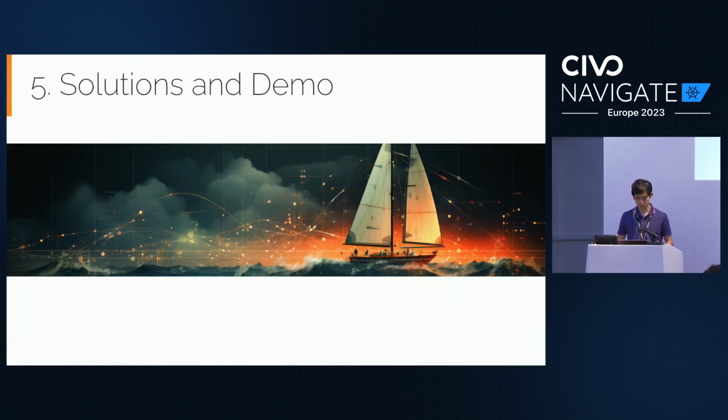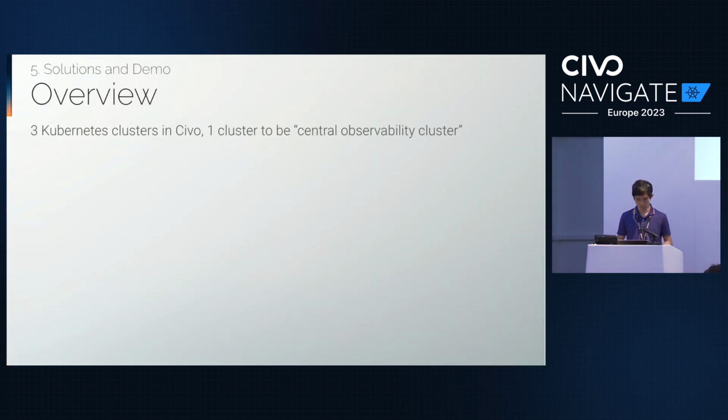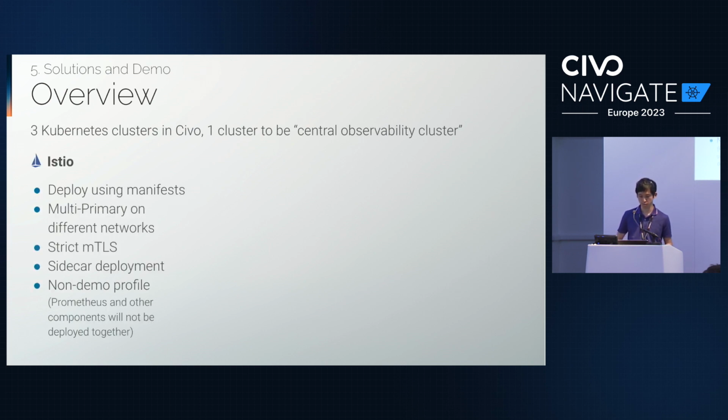So, a quick overview of what the demo is going to look like. We're going to have 3 clusters in Civo this time, and 1 cluster to be a central observability cluster. So 2 clusters will have multiple applications deployed, and 1 cluster would serve as the central observability cluster, where we would try to get all the information into 1 cluster. From the Istio point of view, we're deploying using manifests rather than istioctl, which I'm going to talk about a little bit more. Multi-primary for the network setup.